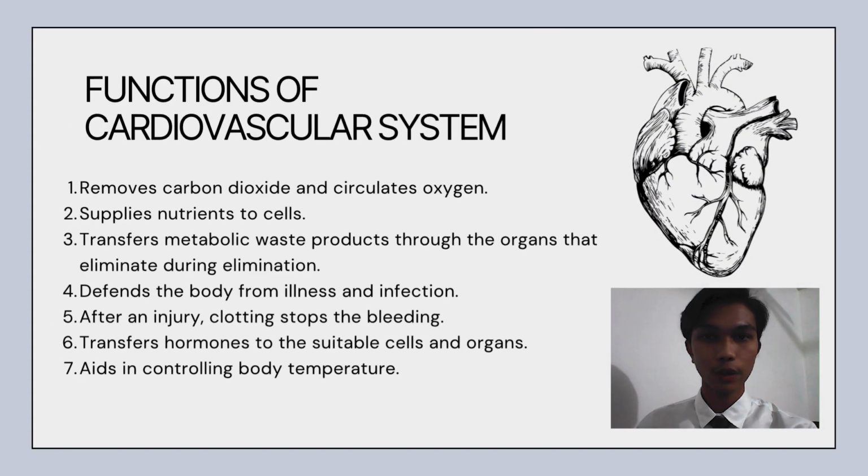So I will continue about the functions of the cardiovascular system. Number one, it removes carbon dioxide and circulates oxygen. Number two, it supplies nutrients to cells. Number three, it transfers metabolic waste products to the organs that eliminate them. Number four, it defends the body from illness and infection. Number five, after an injury, clotting stops the bleeding. Number six, it transfers hormones to the suitable cells and organs. And lastly, it aids in controlling body temperature.